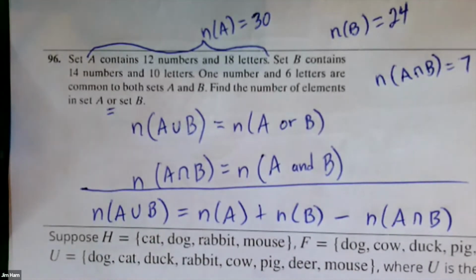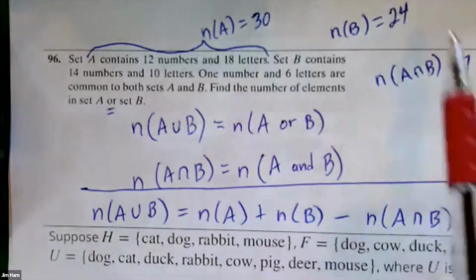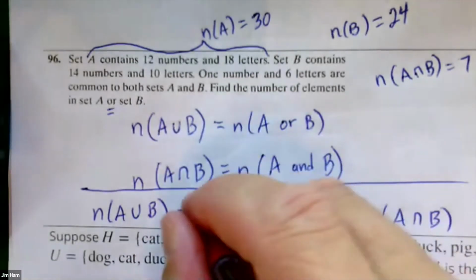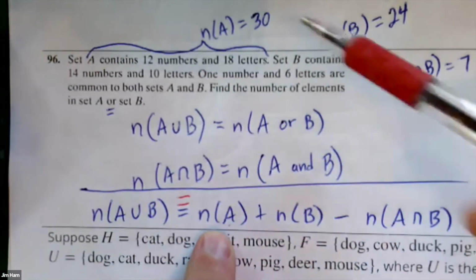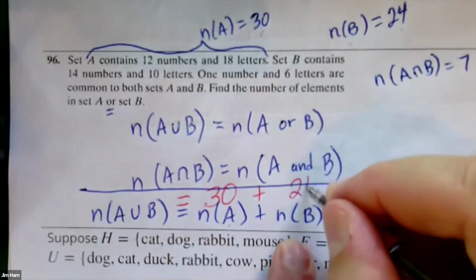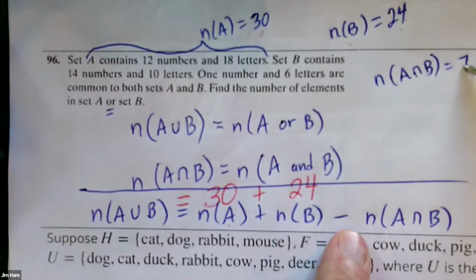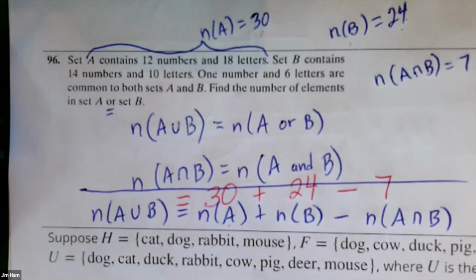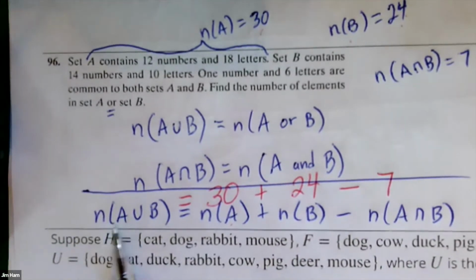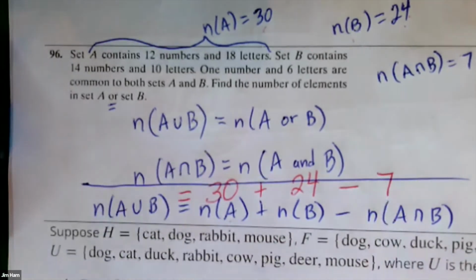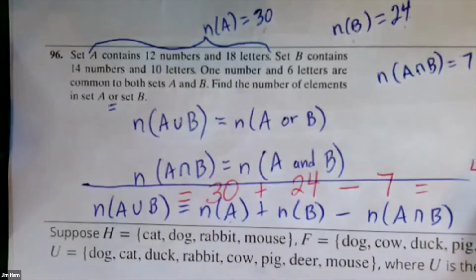And from reading this problem, we have identified 3 of the 4 numbers that we need in that formula. So I'm just going to write the number in A, you told me was 30. The number in B, 24. And then the number in the intersection is 7. And we're looking for the number in the union. So all we have to do is to add those 2 numbers, 54, and then subtract 7. And I guess that's 47.